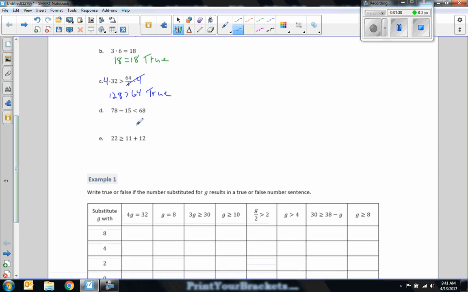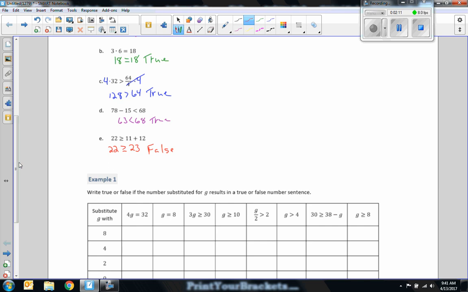D. 78 minus 15 is less than 68. 78 minus 15 is 63. 63 is less than 68. That is true. And E, 22 is greater than or equal to 11 plus 12. 11 plus 12 is 23. So if I bring down 22 and the inequality, this is now saying 22 is greater than or equal to 23. That is definitely false because 22 is not greater than 23.